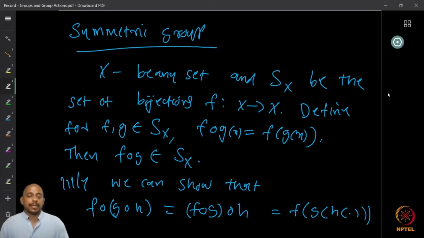Now, if you take any set X, then S_X is called the set of all bijections from X to X, which are the permutations. And we define for any two permutations in S_X, the composition f composition g is f of g of x, right? So g of x is basically the map of x under the permutation g. Then f of g of x is the map of g of x under the permutation f. So therefore, one can show that f composition g is also a permutation, right? You can take it as an exercise if you want. And similarly, one can show that this composition is associative also.